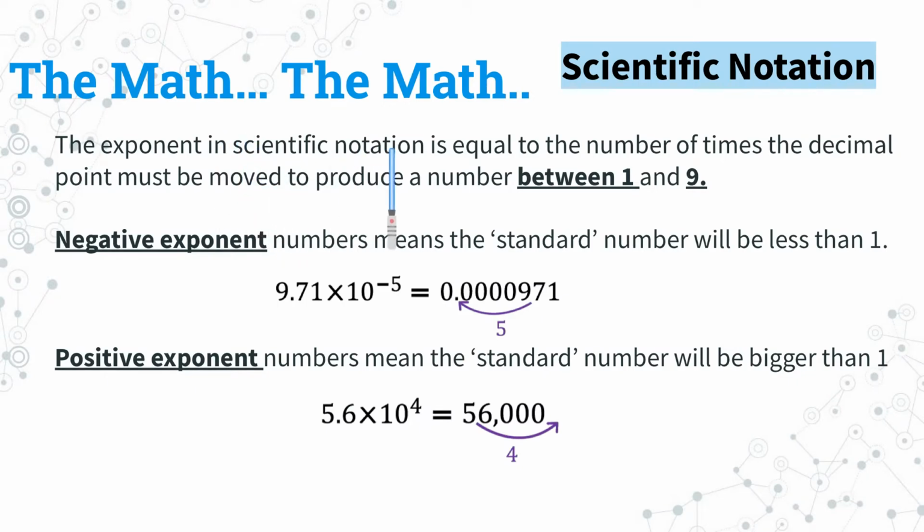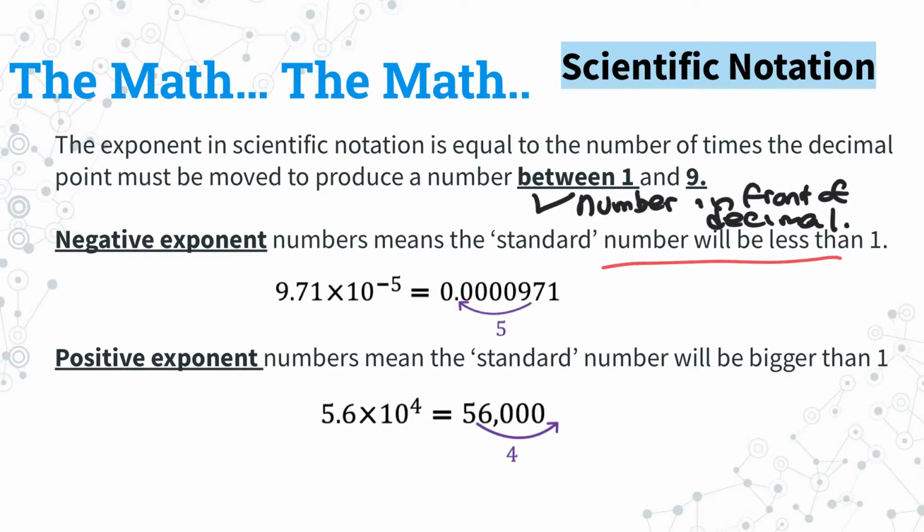The exponent in scientific notation is equal to the number of times the decimal point must be moved so that the number in front of the decimal is between 1 and 9. So if we don't have 10 or 11 times 10 to the 12th, it's going to be 1.1 times 10 to the 13th. A negative exponent, to get a standard number, will be less than 1.